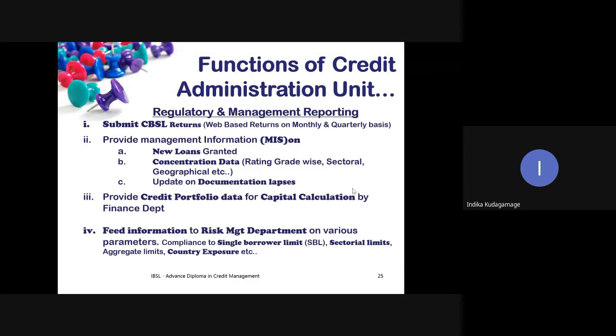Provide credit portfolio data, capital calculation, finance department, right? What is happening there? We need to calculate capital requirement for capital adequacy ratio. For that, you need to have the portfolio data, risk rating wise, right? Feed information to bank risk department, single borrower limits, sectorial limits, all those things. Basically, MIS function has to happen from CAU because they are the centerpiece and they are the heart of the operation.